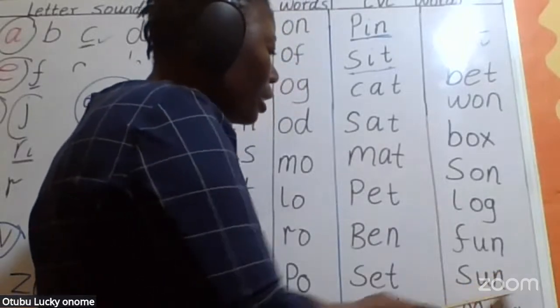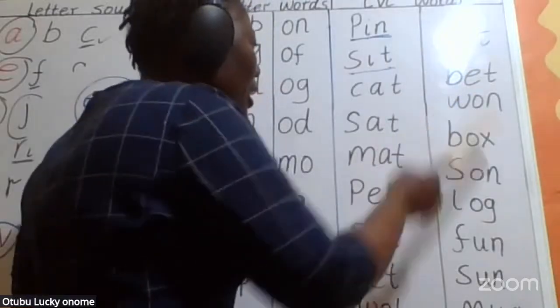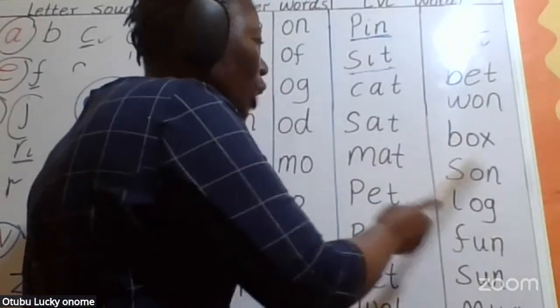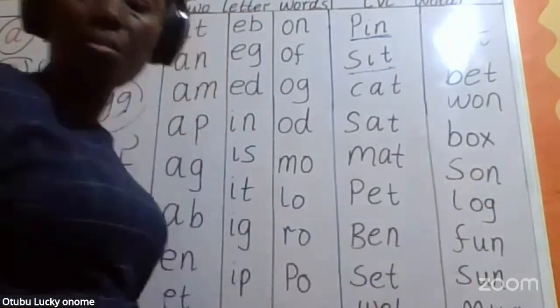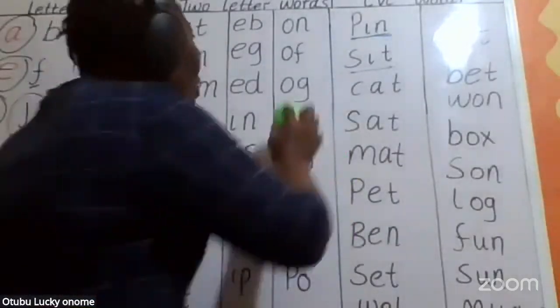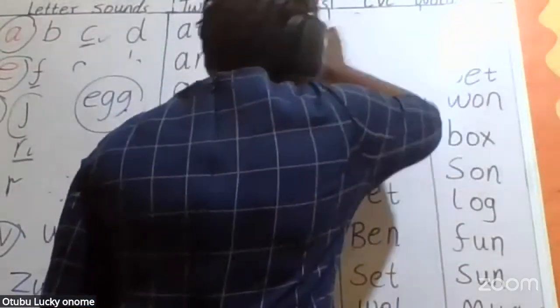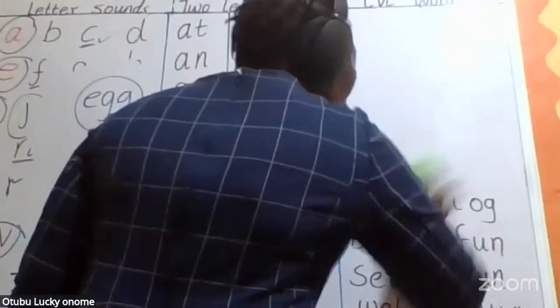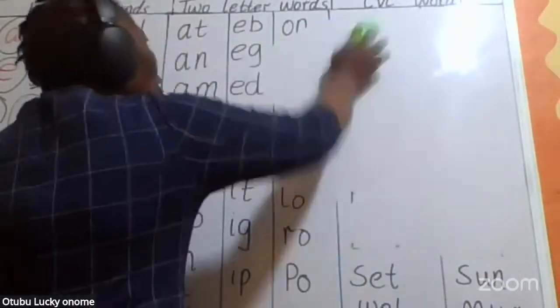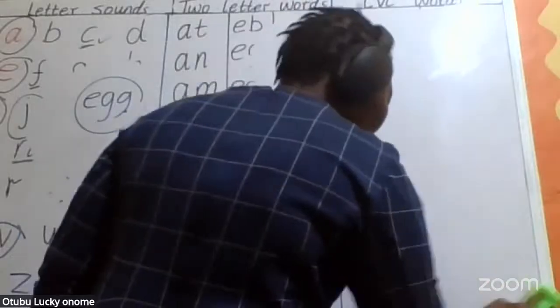This sun is the sun that is in the sky. This son is your male child. Your male child is my son. Then we are going to move to consonant blends. We are quickly going to move to consonant blends.